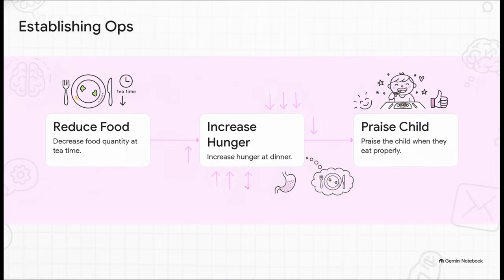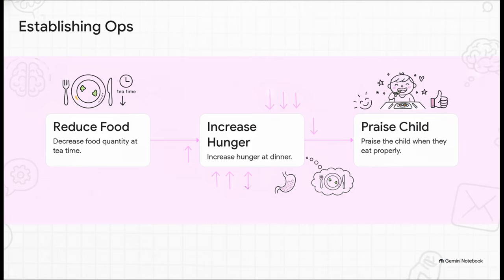So how do you actually change this? You modify what happens right before or right after the behavior. This is called an establishing operation. Consider a child who just outright refuses to eat dinner. Instead of getting into a massive nightly shouting match at the dinner table, the parent can just change the antecedent.